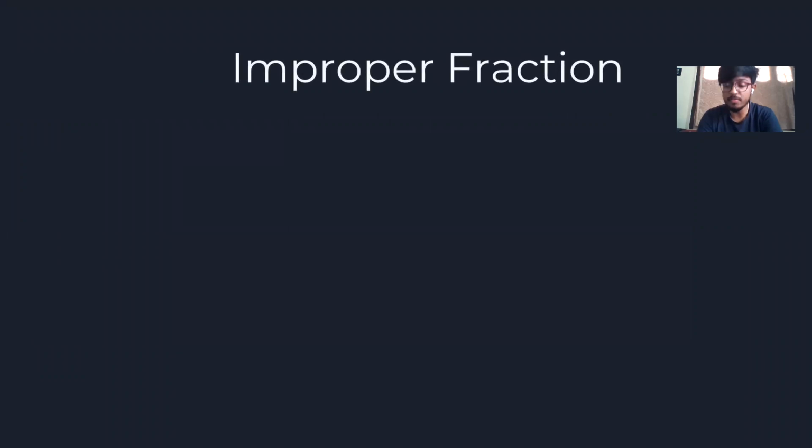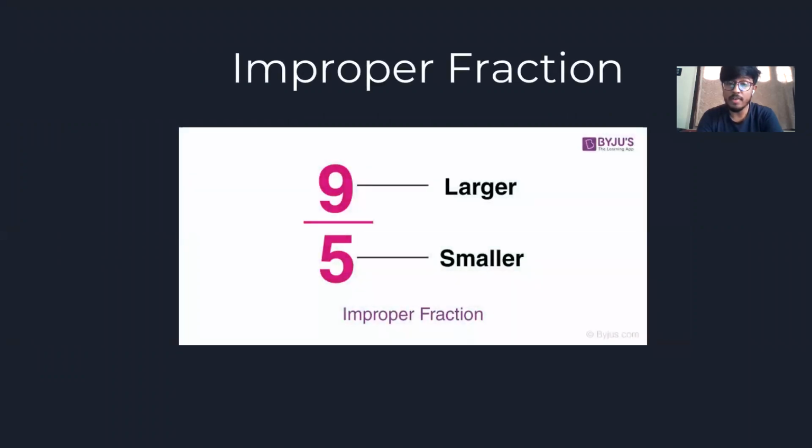Now, what are improper fractions? Fractions whose numerator is larger than the denominator are known as improper fractions. Here is an example of an improper fraction. As you can see, 9 is the numerator and 5 is the denominator. The numerator here is larger than the denominator, obviously 9 is greater than 5. So we call these improper fractions.